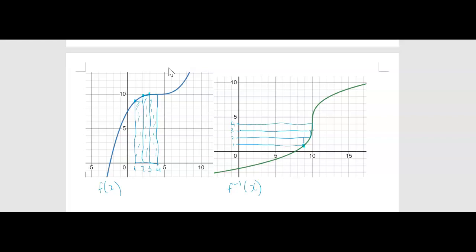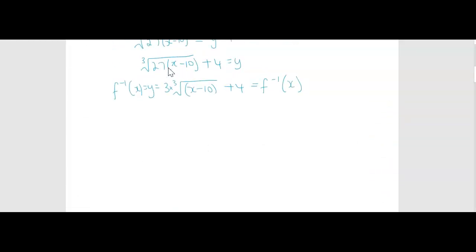All right, so there's our 3 rectangles. It's a bit hard to see. We're finding the area of those 3 rectangles. Now remember your inverse. I'll just go back up here. It's quite a complicated one. X minus 10 plus 4. So that is basically giving us the y coordinate.